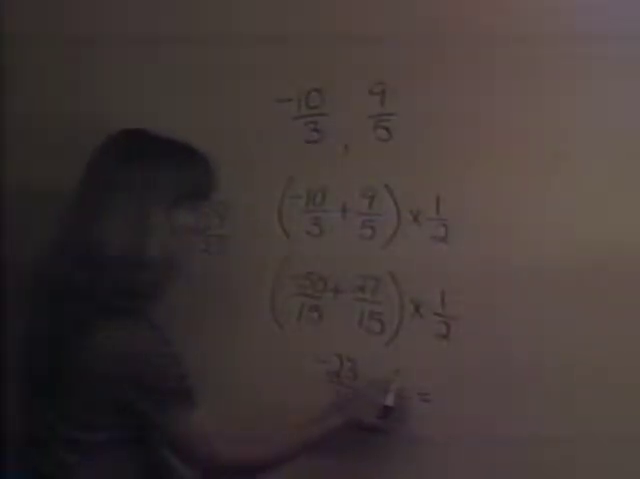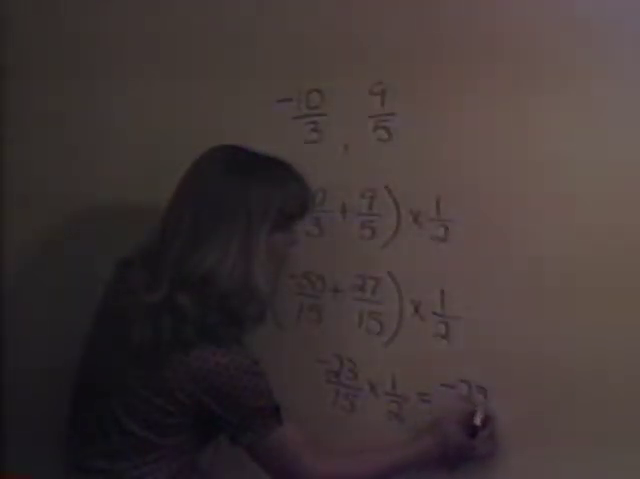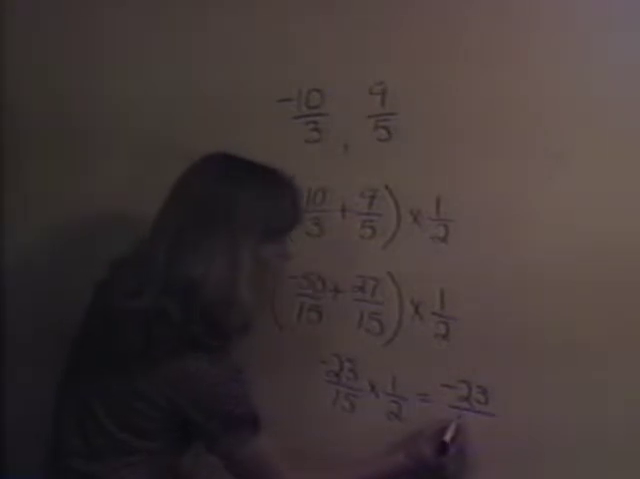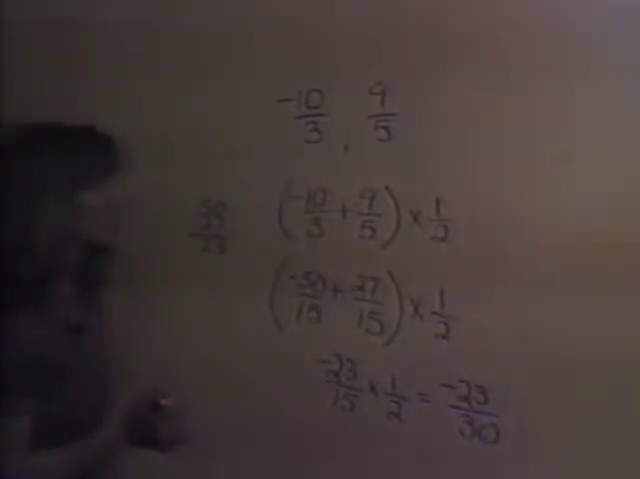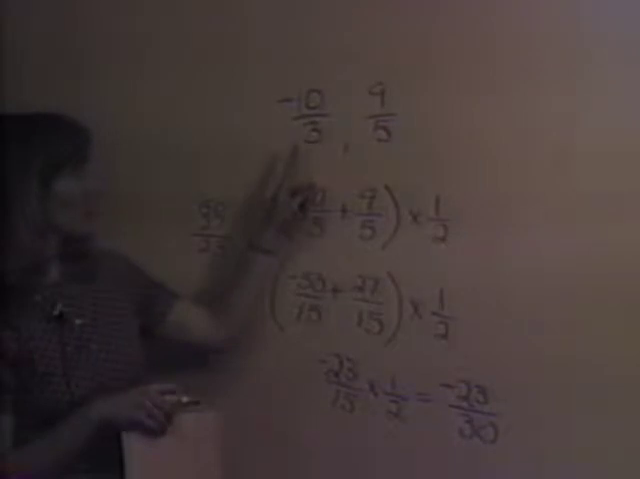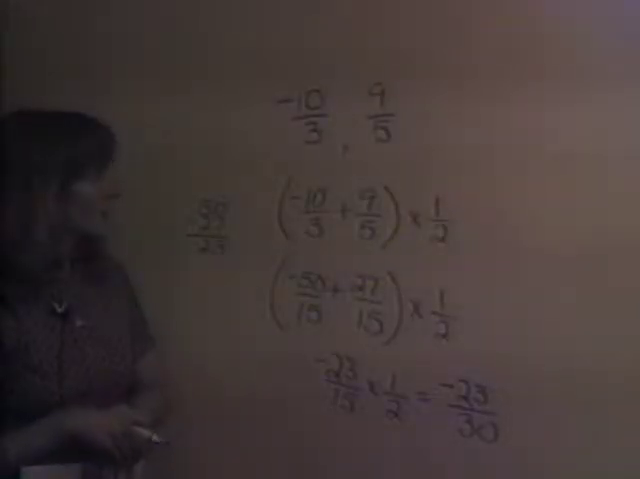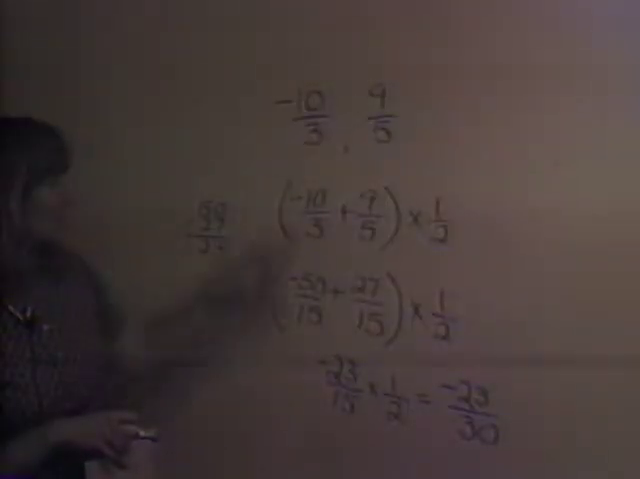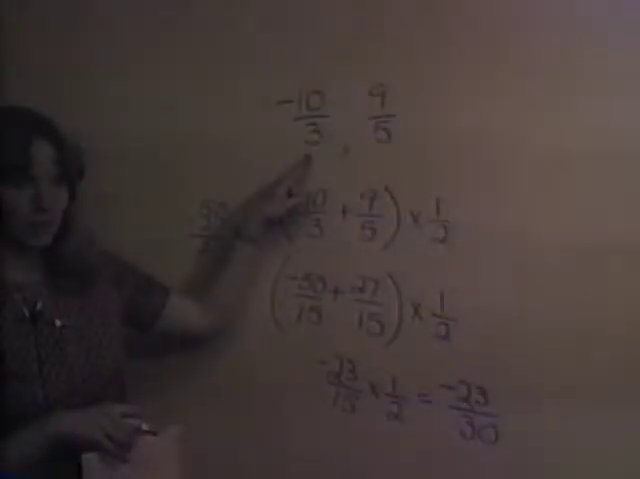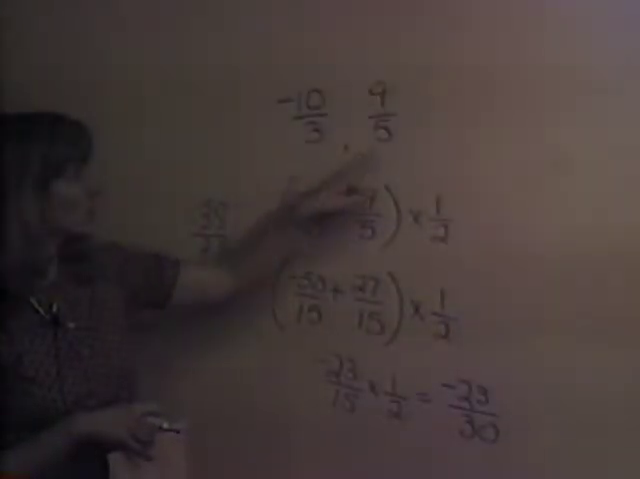So we have negative 23 times 1 is negative 23. 15 times 2 is 30. So that's the answer. That's the fraction that's halfway in between a negative 10/3 and a positive 9/5. If you wanted to take a number line and divide it up into 30ths and mark down negative 10/3, which would be negative 100/30ths, and 9/5, which would be 54/30ths, and divide all that out and count and divide by 2, you would end up with the right answer. But I think this is quite a bit easier.